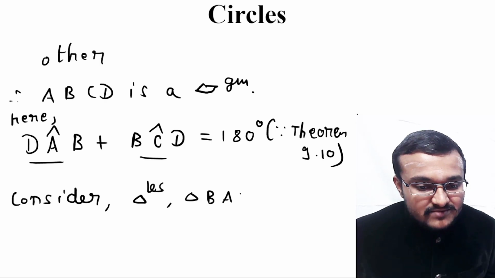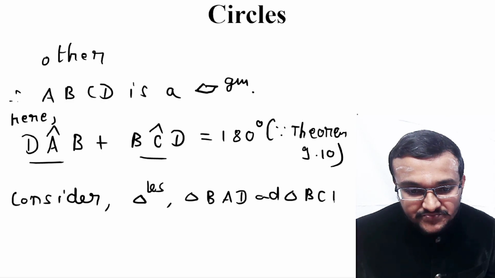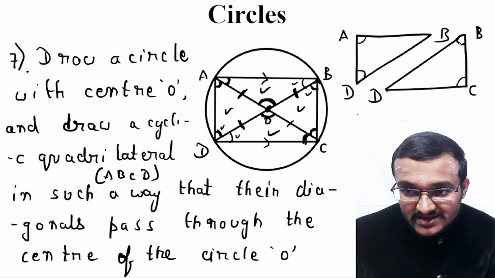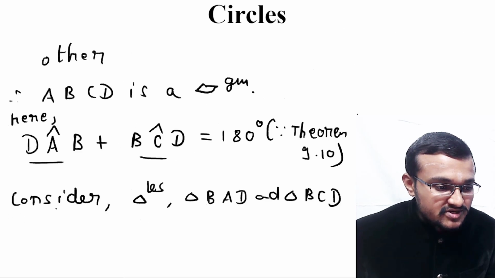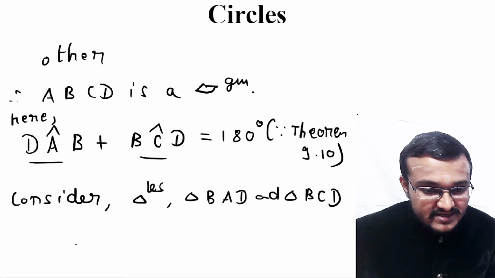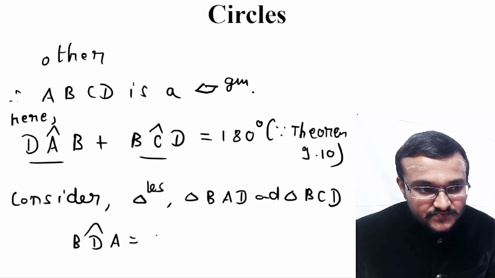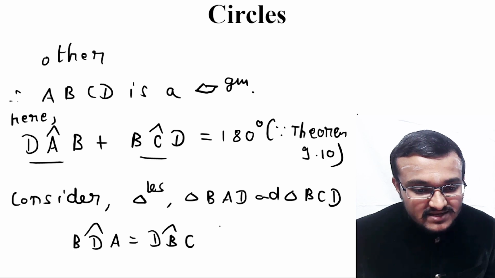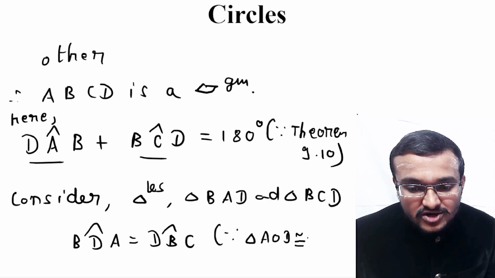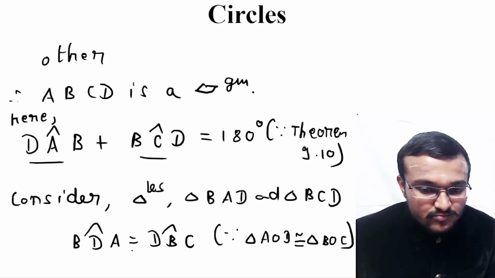So now consider triangle BAD and triangle BCD. Here you can see this particular angle DBC will be equal to BDA. Consider triangle BAD. BDA angle is equal to DBC angle. This is because triangle AOD is congruent with triangle BOC. So this we have proved.